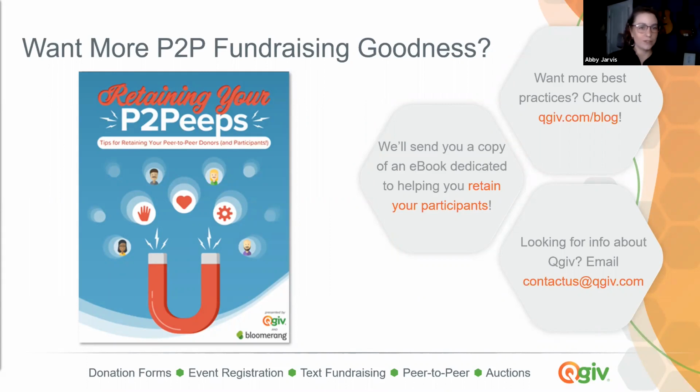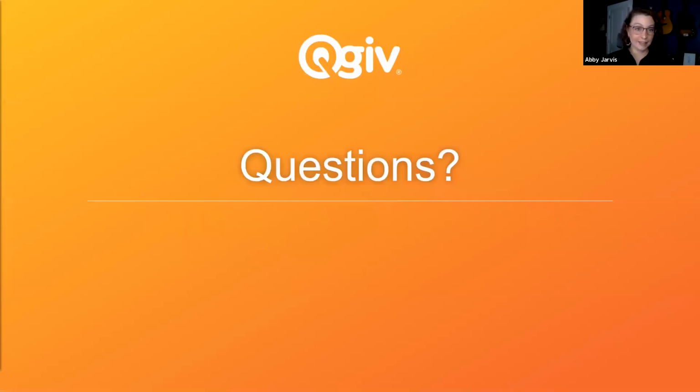I'm doing a session with Qgiv again in a couple of months, but we talked today about engaging and inspiring and keeping your participants fundraising for you. This ebook will then tell you how to keep those participants so when they come back the next year, they're already ready to go and raise money for you. So that all said, do we have any questions?